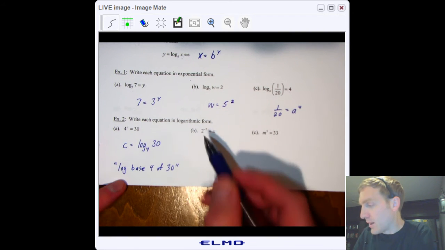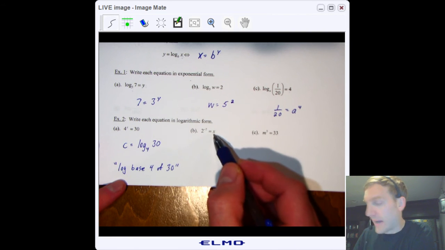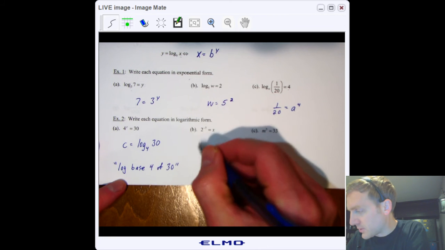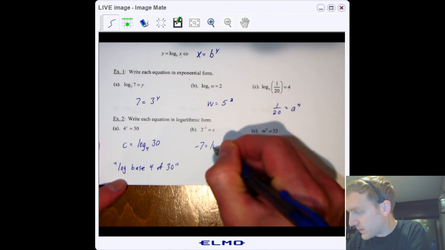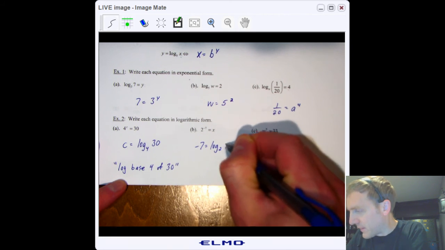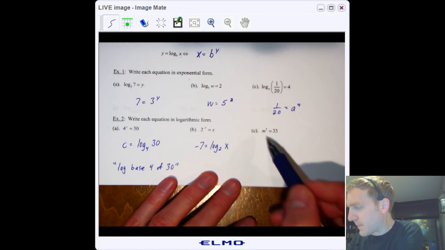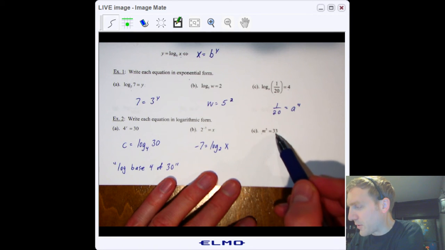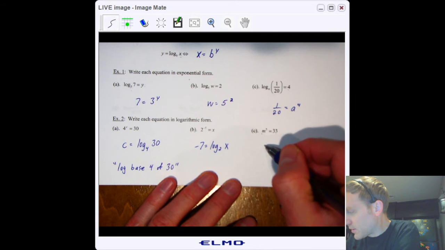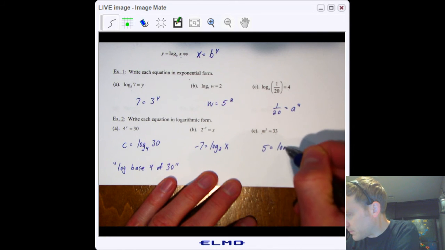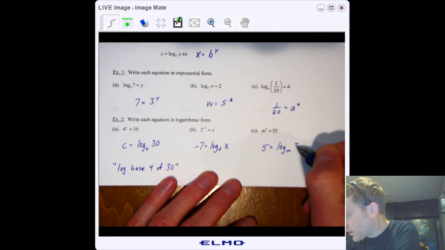All right, next one. Log base 2 of x equals negative 7. So negative 7 equals log base 2 of x. And lastly, log base m of 33 equals 5. So 5 equals log base m of 33.